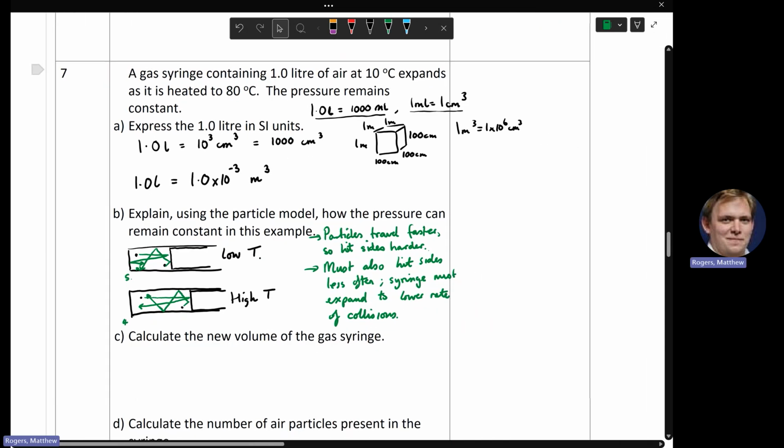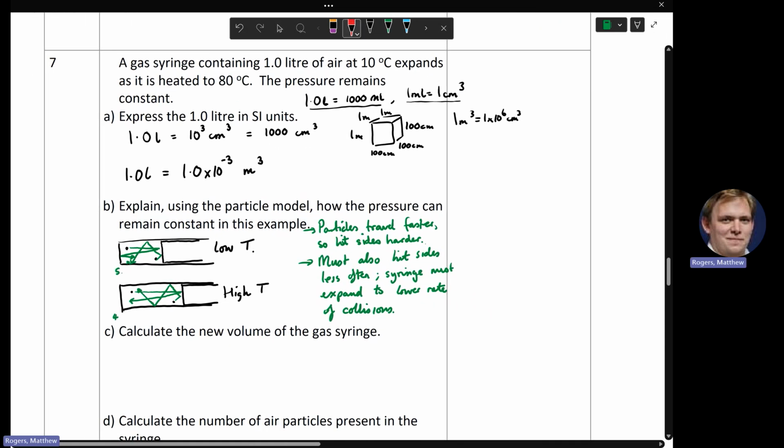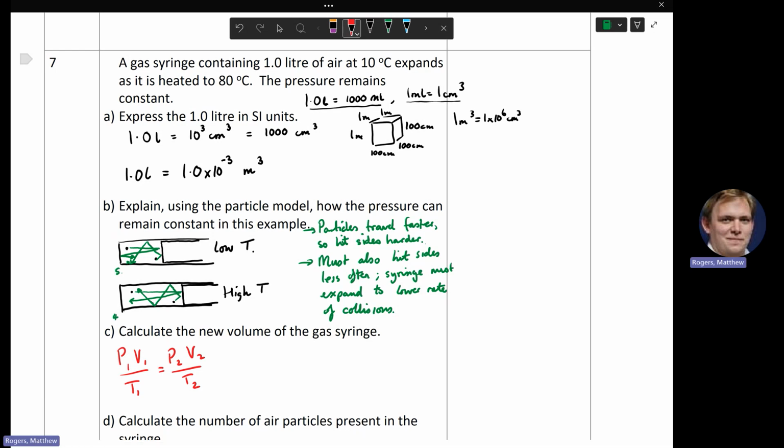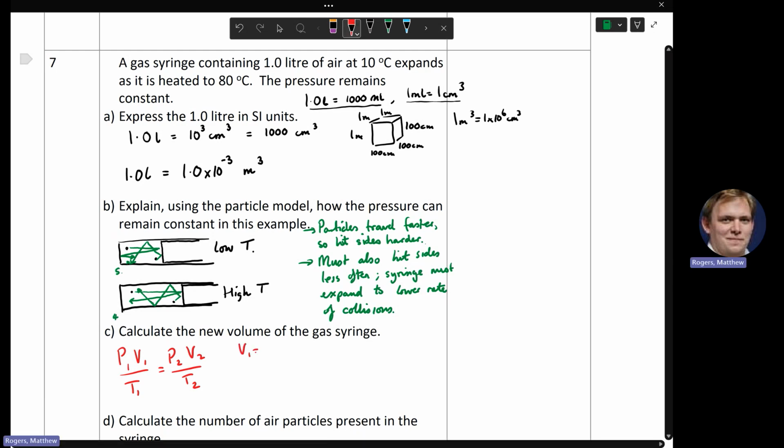C, calculate the new volume of the gas syringe. So here we can use the combined gas law: P1 V1 over T1 is equal to P2 V2 over T2. Things that are changing: we had an initial volume V1 of 1 litre. V2 is what we're trying to find.